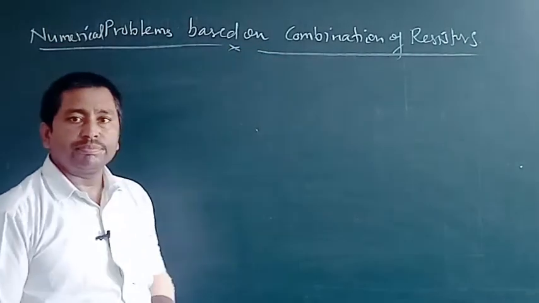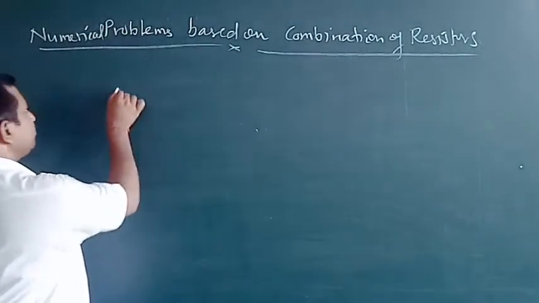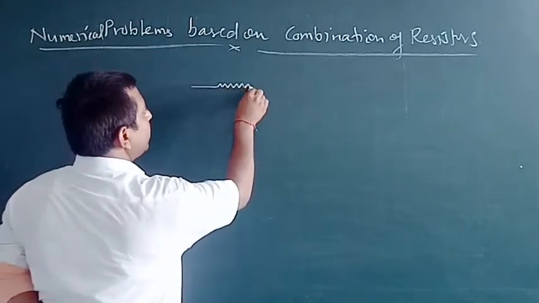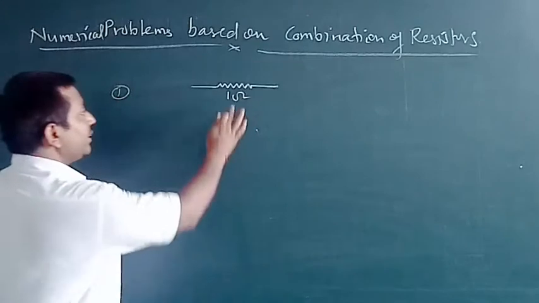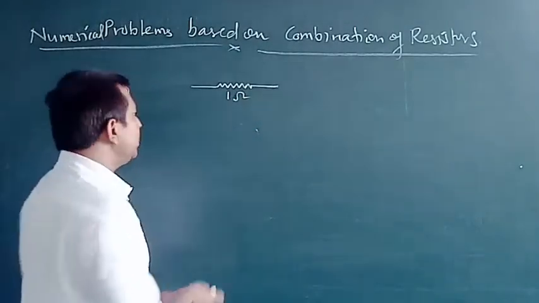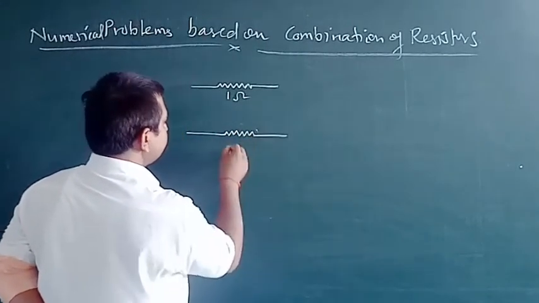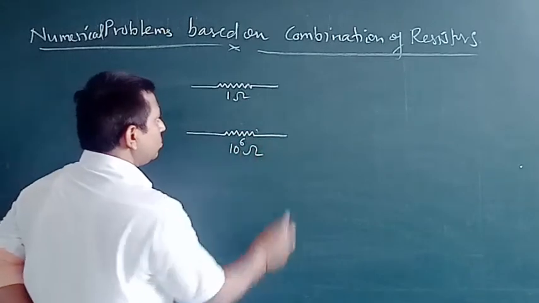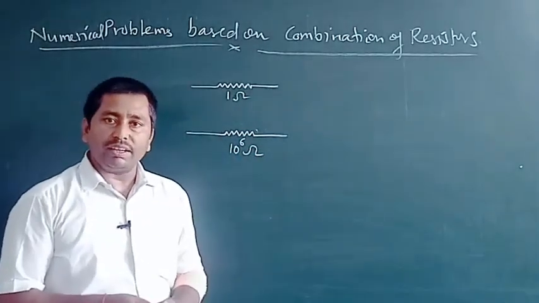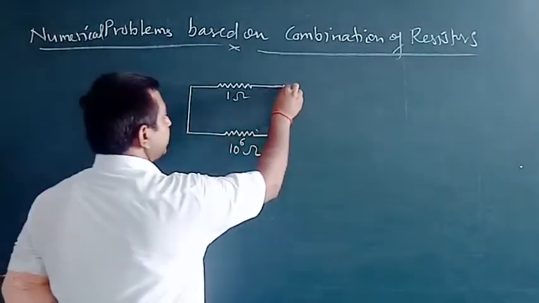So for this, suppose that we have two resistors. Suppose that one is of 1 ohm value and the other resistor has a very high value, that is, 10 to power 6 ohm. If these two resistors are connected in parallel, then what will be the equivalent resistance of the combination?